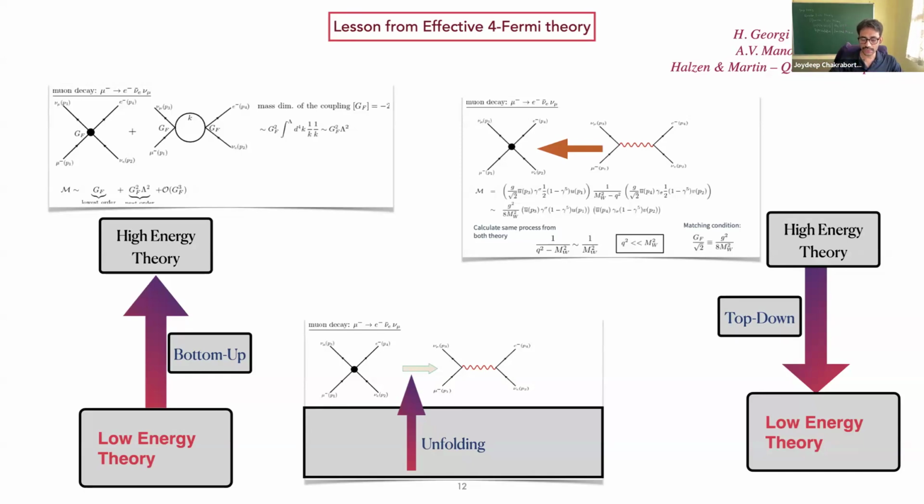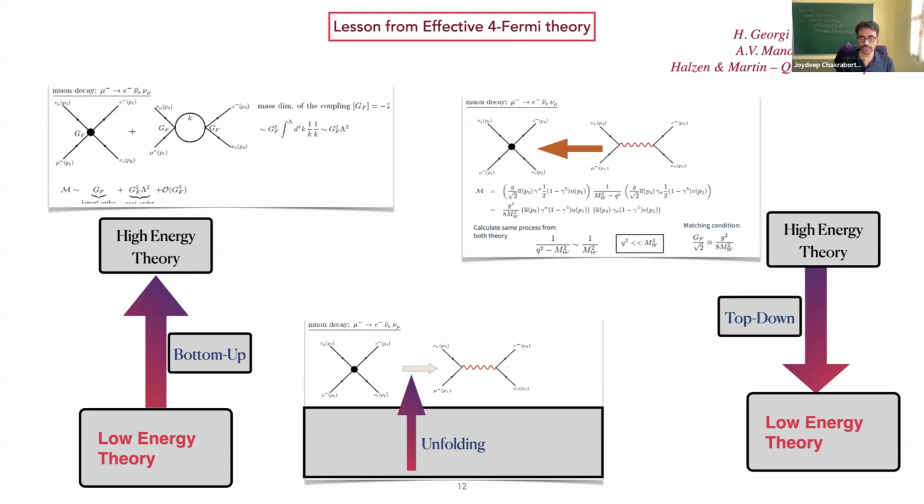So that's why the matching, we will see later when I talk about the matching for explicit cases, is actually like a matching at tree level, matching at loop level, or matching up to one loop level. So that matters. So one has to be careful when you say that this is a matching condition, you have to mention at which order of the perturbation you are doing that matching.